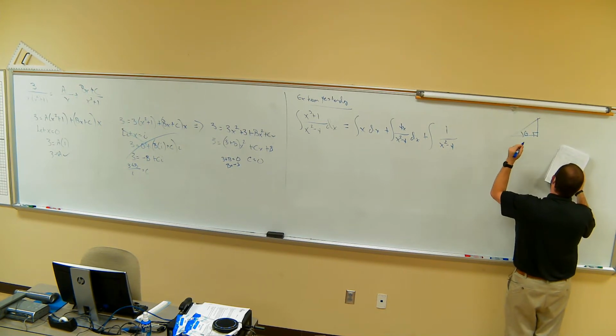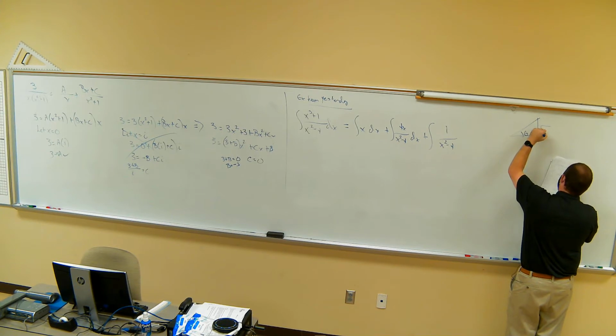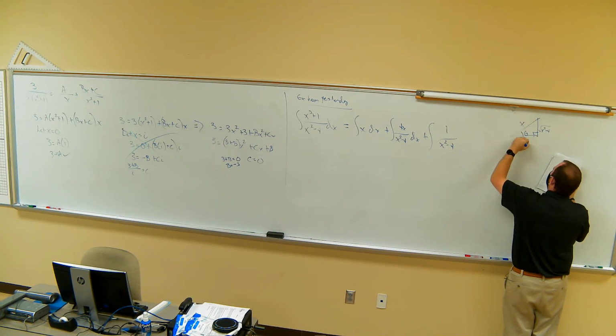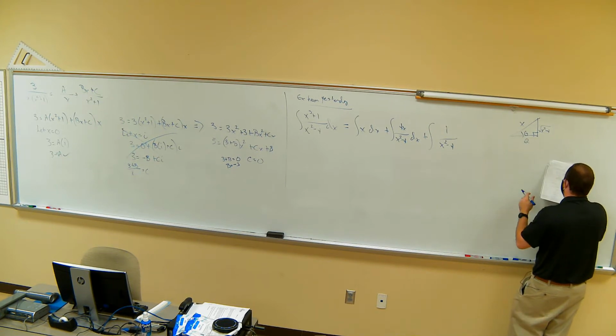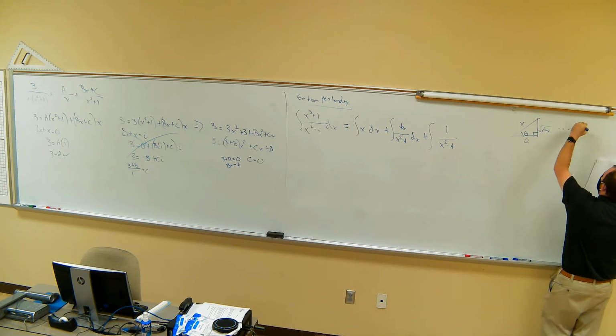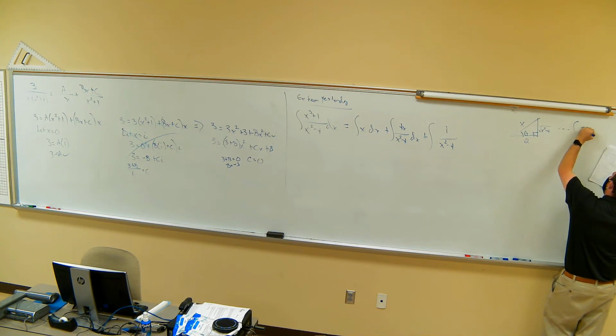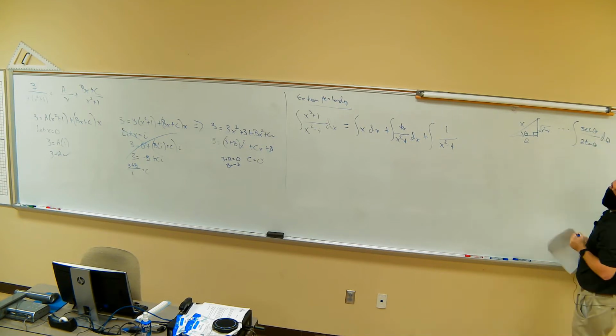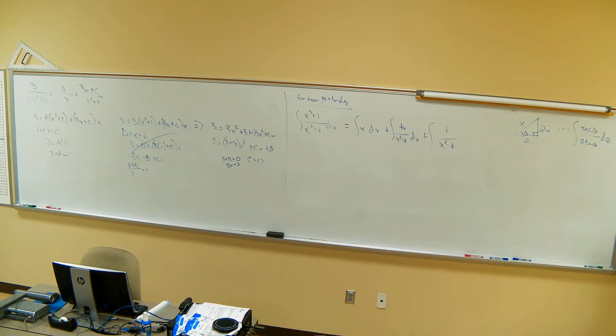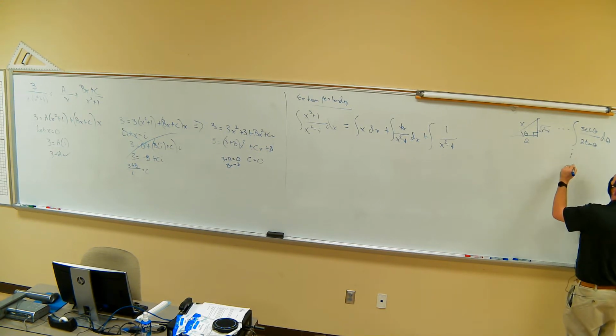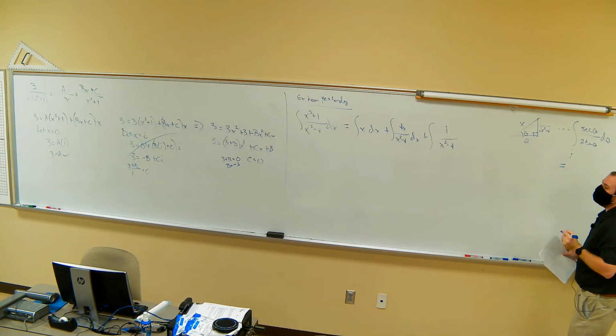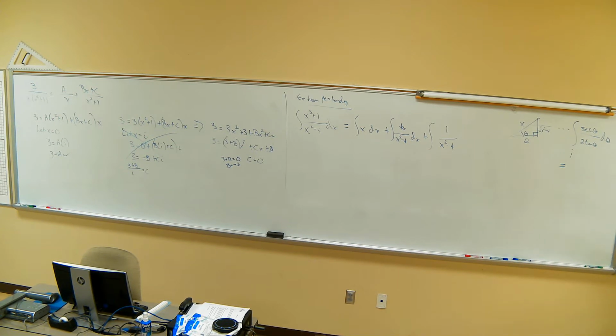So we set up our triangle with our radical on the opposite side, so x squared minus 4, with x on the hypotenuse and 2 on the adjacent side. We did all that and we ended up with the integral of secant theta over 2 tangent theta d theta, right? And I think that's the point where I stopped yesterday and told you to finish it. So if you finished that, what did you end up with for that antiderivative?